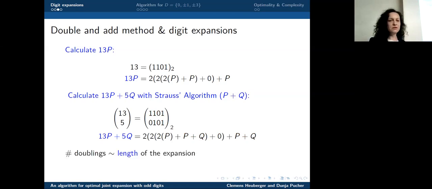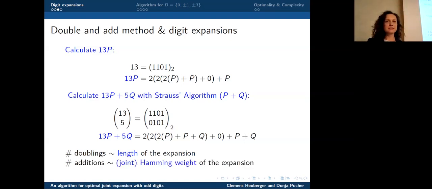We need, if we use basis 2 and binary expansion, or generally any expansion, the doublings correspond to the length of the expansion. And the number of additions is then the Hamming weight or the joint Hamming weight of the expansion. And of course, the next question is whether it is possible to reduce this number of operations. Because if we can calculate these linear combinations even more efficiently, we could use even larger parameters, and this is, of course, good for any cryptosystem.